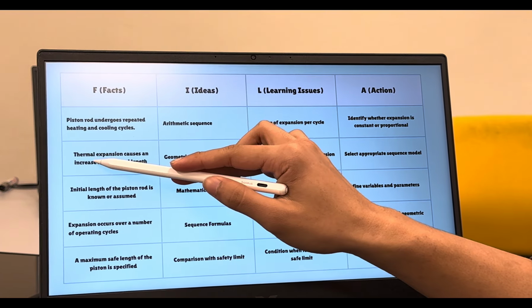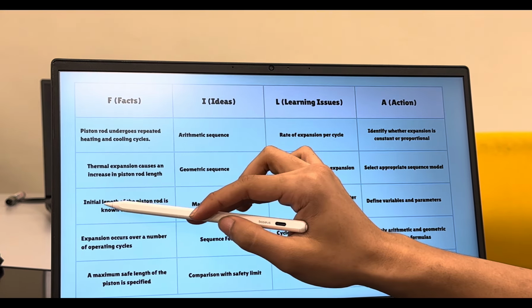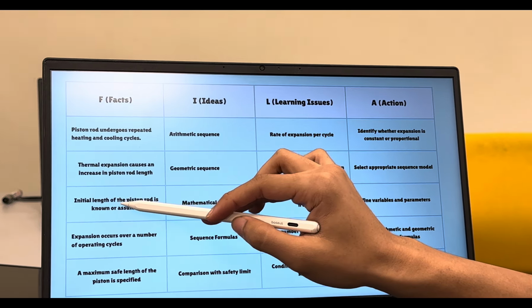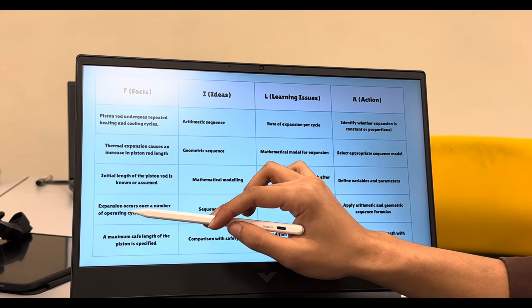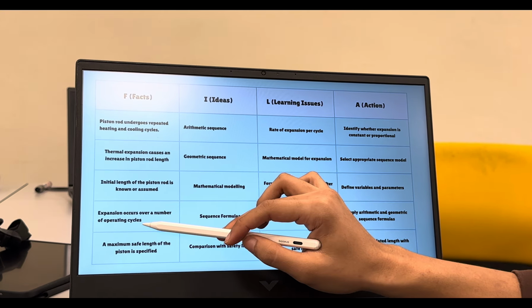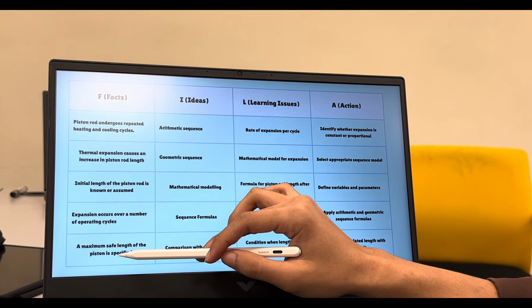The second fact is thermal expansion causes an increase in piston rod length. The third fact is the initial length of the piston rod is known or assumed. The fourth one is expansion occurs over a number of operating cycles. And the last one is a maximum safe length of the piston is specified.